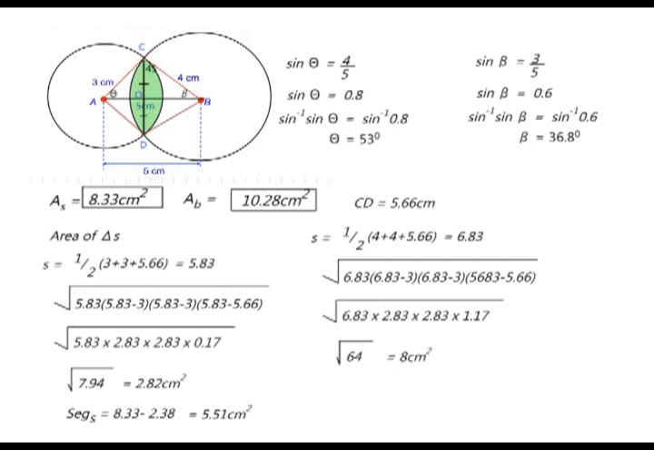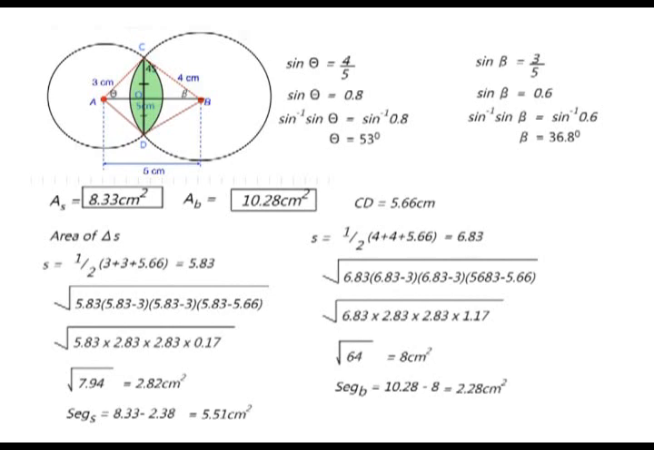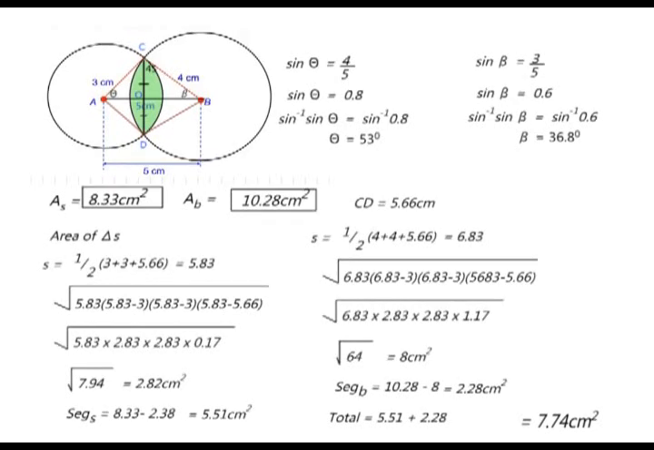Now subtract this from the area of the big sector to get the area of the segment. 10.28 minus 8, that gives us 2.28 square centimeters. Now add up the area of the two segments. 5.51 plus 2.28 gives us 7.79 square centimeters.